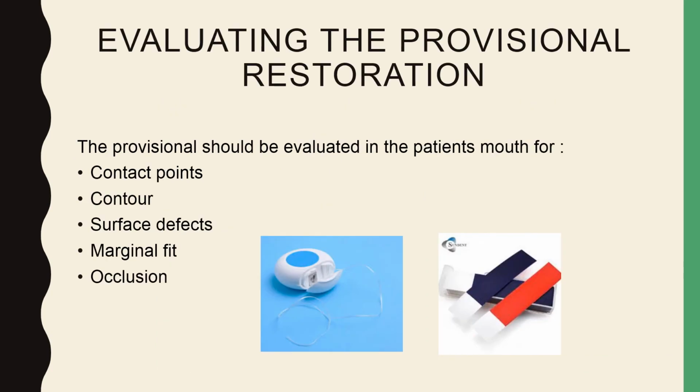All provisional restorations should be evaluated inside the patient's mouth before cementation. They should have proper contact points and contour, be free from surface defects, and have adequate marginal fit and correct occlusion. Defects are repaired by adding material, and occlusion is checked with articulating paper, followed by removing any high spots in centric and eccentric movements. Otherwise, the restoration might be lost or fractured.